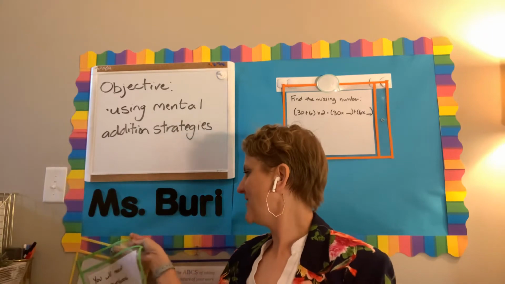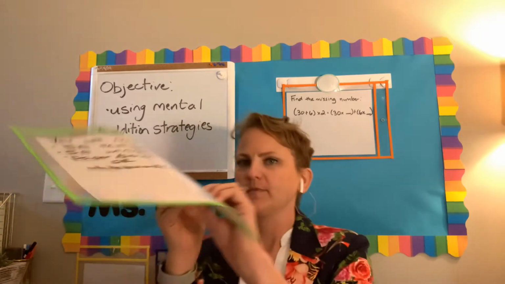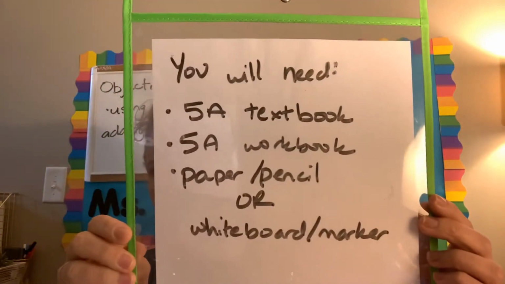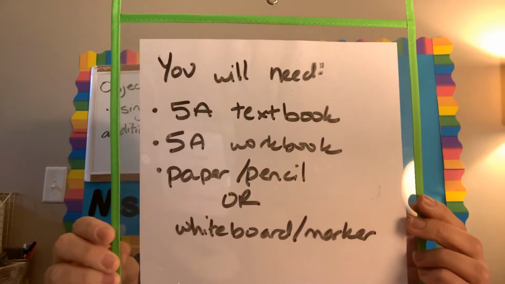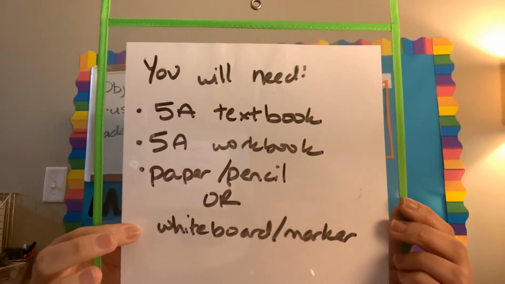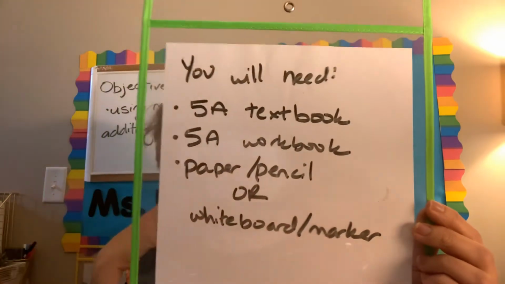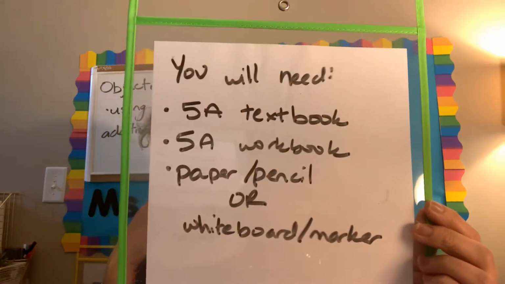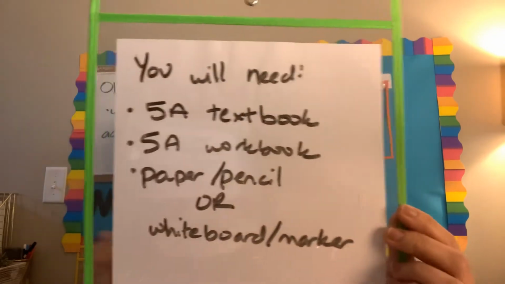For today, you will need your 5A textbook, your 5A workbook, and paper and a pencil, or whiteboard and a marker. Ultimately, you'll definitely need a pencil to do your homework. So if you need to pause and get those things, please do so, and then come on back.